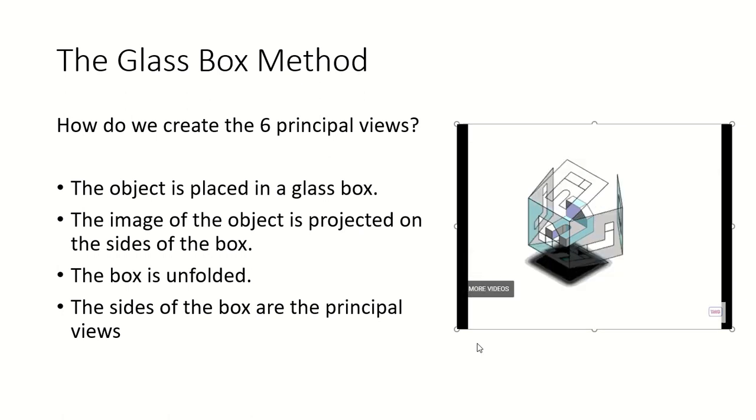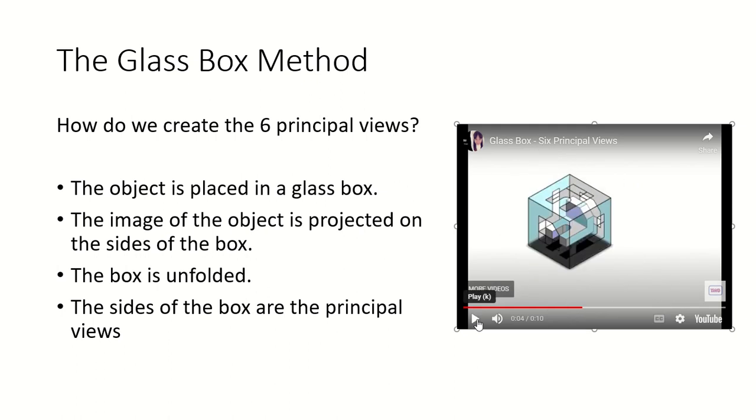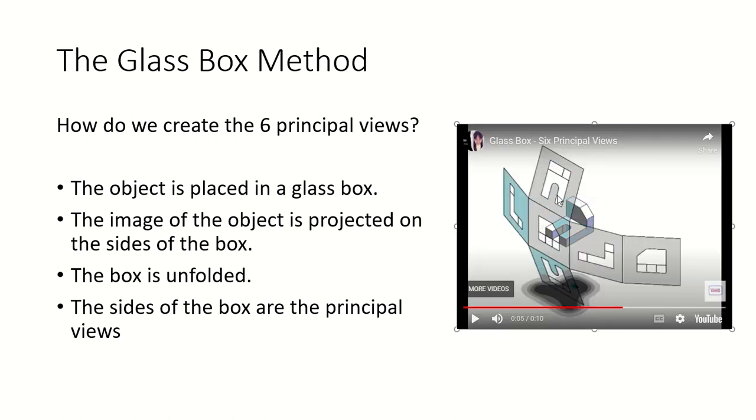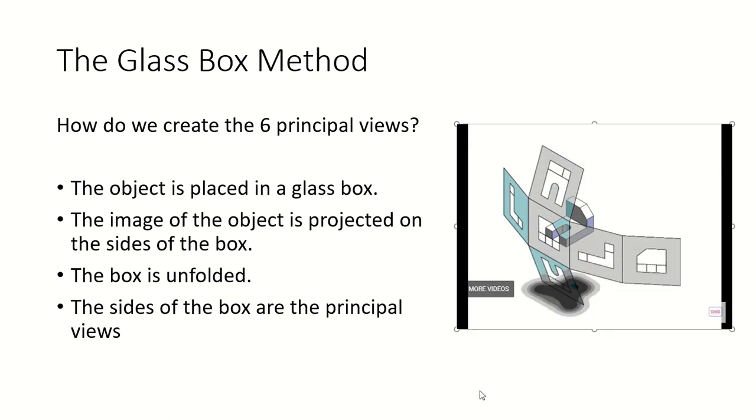So let's take a look at it. See, we unfold it. So going a little bit fast. Stop it here. So 1, 2, 3, 4, 5, 6 views. From this side, from that side, from the front, top, bottom, and then the back. So that's how we create the 6 principal views. Okay, I'm just going to go ahead and play it again.